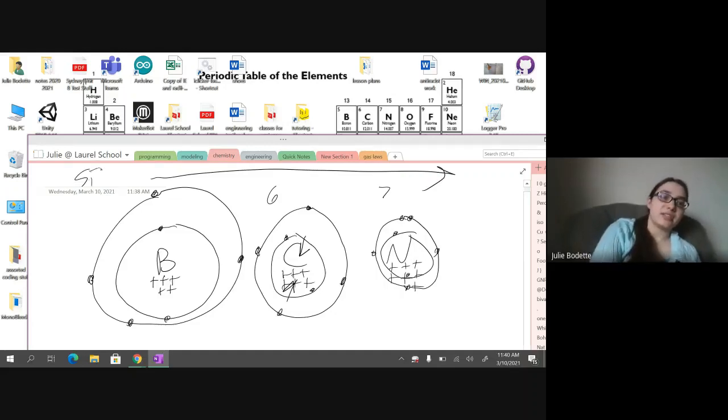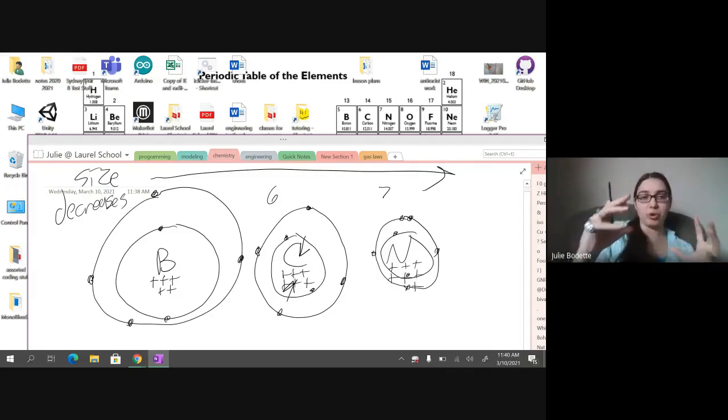So atomic size decreases as we go from left to right across a row, because you're getting more protons, and those protons are pulling in the electrons. And you'll notice I didn't increase the number of shells of electrons. Boron has 2 shells, carbon has 2 shells, nitrogen has 2 shells. Because I'm not increasing the number of shells, I'm able to just take the few extra electrons I'm getting and pull them in a little bit more because I'm getting more protons. So as you go from left to right, we really care about the number of protons. That's what's affecting the size.